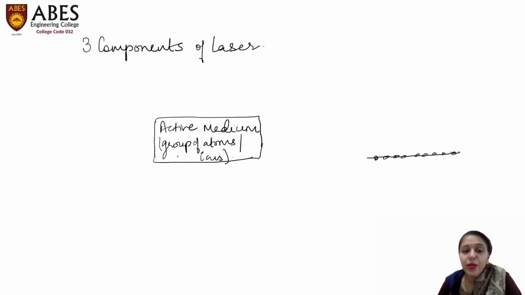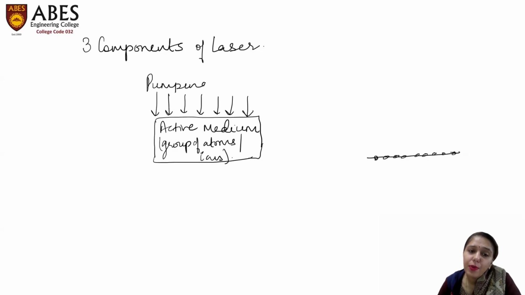Now, how are we going to excite these atoms which are already present in the ground state? For this, we need a pumping source. This pumping source can be optical, electrical, or chemical as well. Pumping source means how we push the atoms so that they are raised from the ground state to the higher excited state.